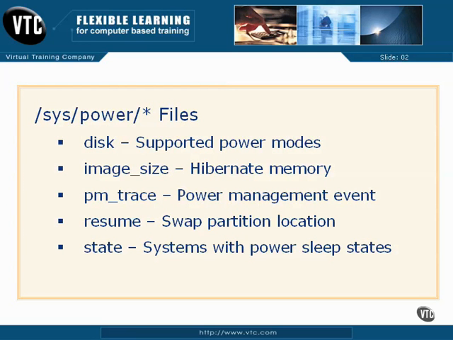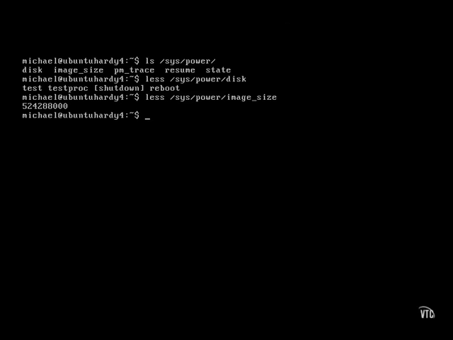The resume file, in a cryptic format, and that detail is not too important, specifies the location of the swap partition. Finally, the state file specifies the system, in this case the disk, to which power sleep states can be applied. In other words, the hard disk can be put into standby.